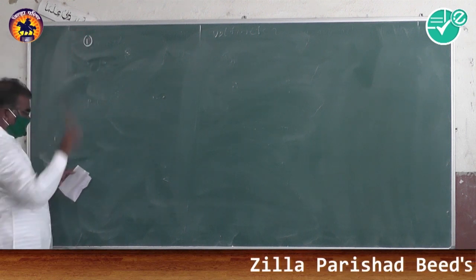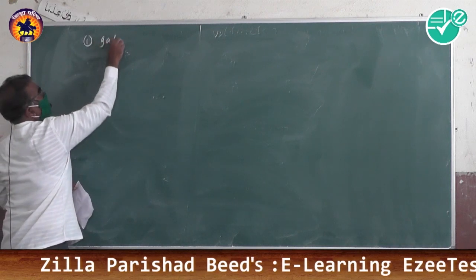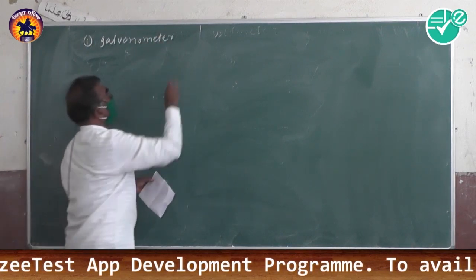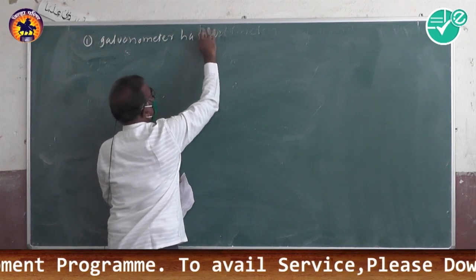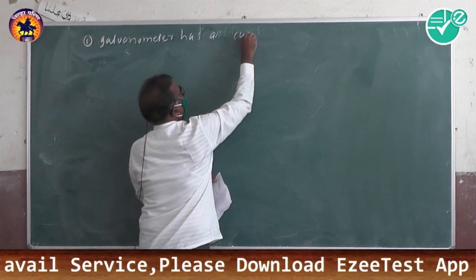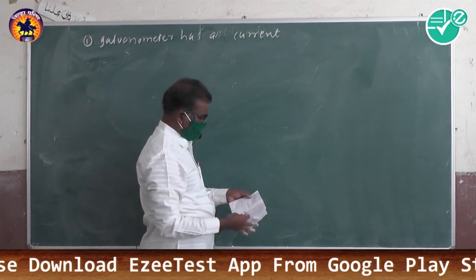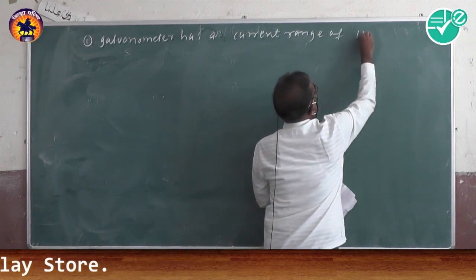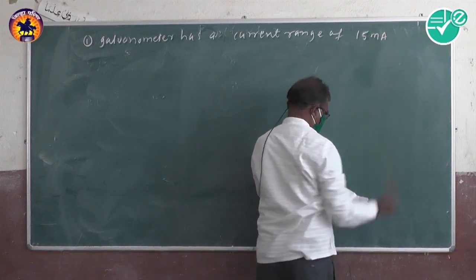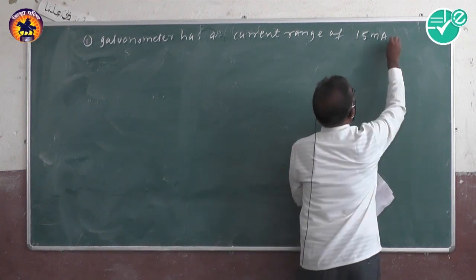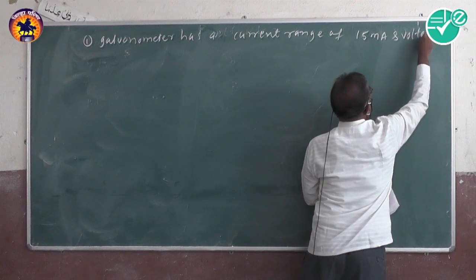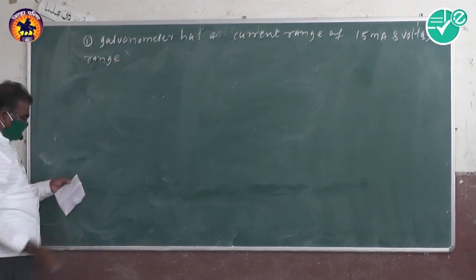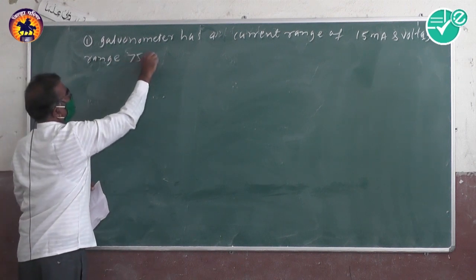Write the problem on ammeter. A galvanometer has a current range of 15 milliampere and voltage range 750 millivolt.